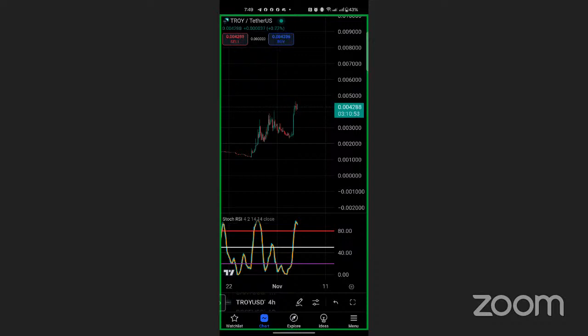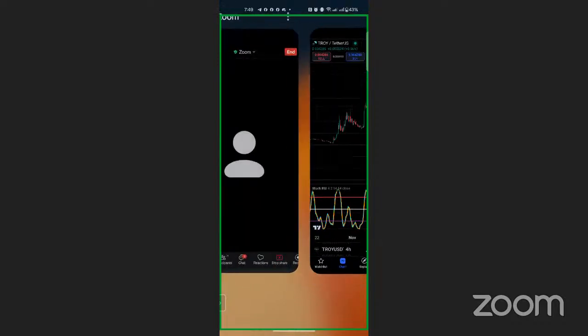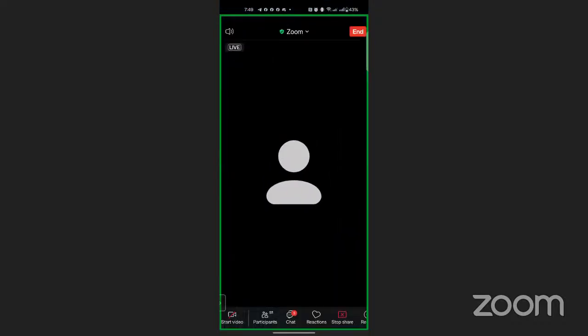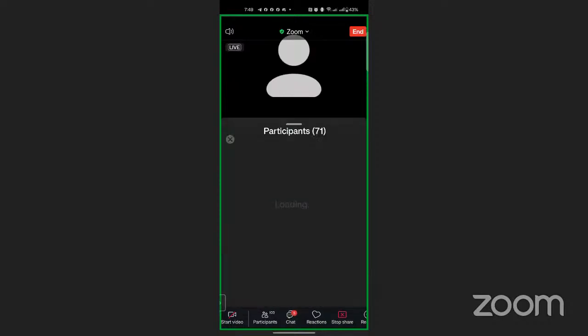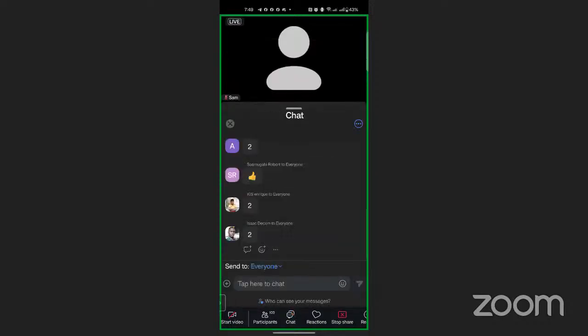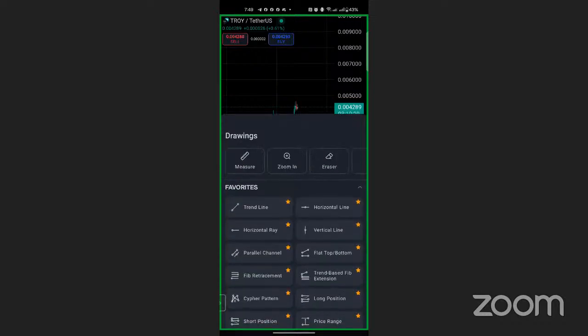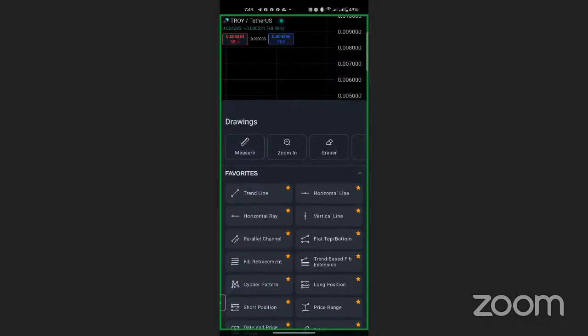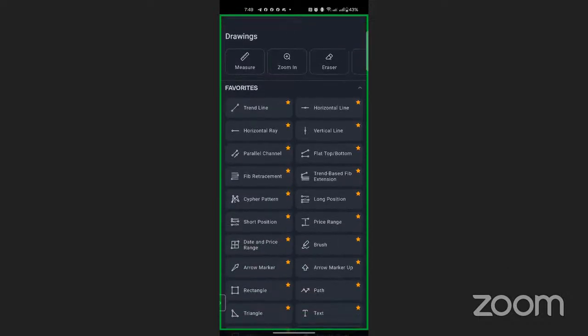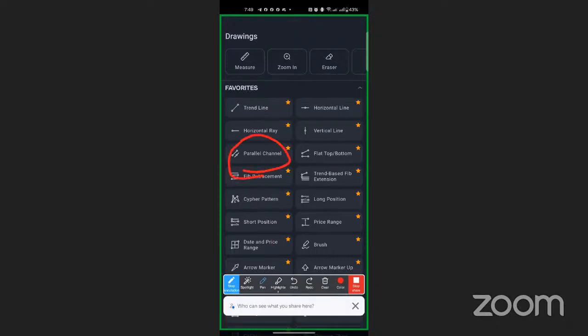So when we tap on our pencil, are we following? Okay. Good. So when the coin is on an uptrend like this one, when we are drawing, we draw our line below the candles. For example, I'll come here, and we have two tools we can use specifically for this. Number one is called a parallel channel, and we can also use a trend line. Let me start with a parallel channel.